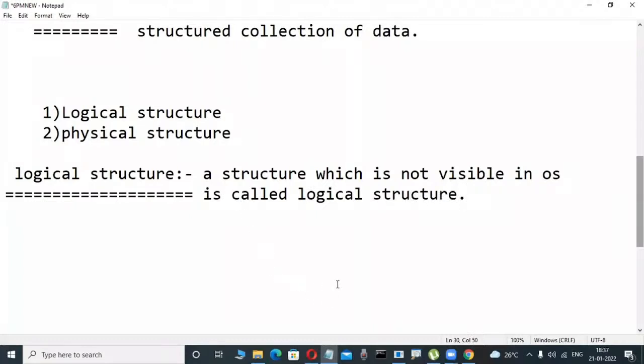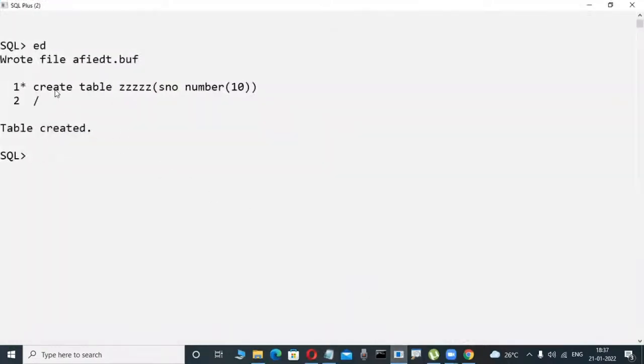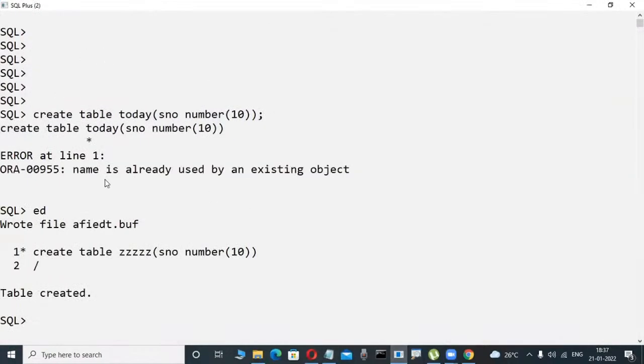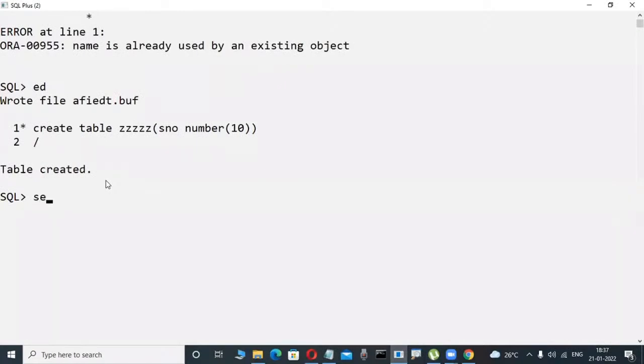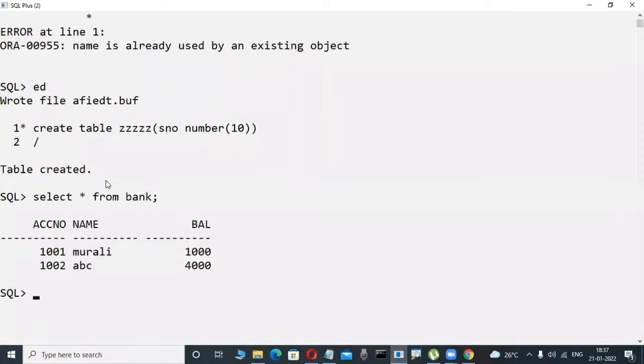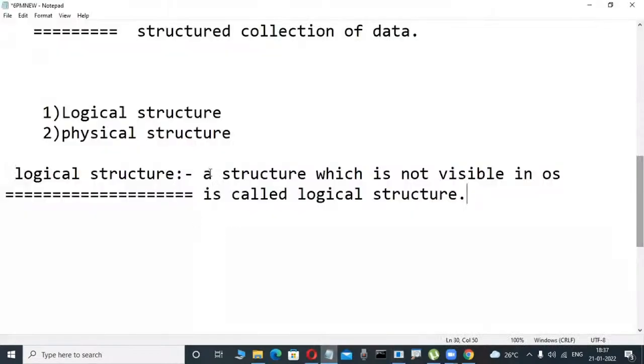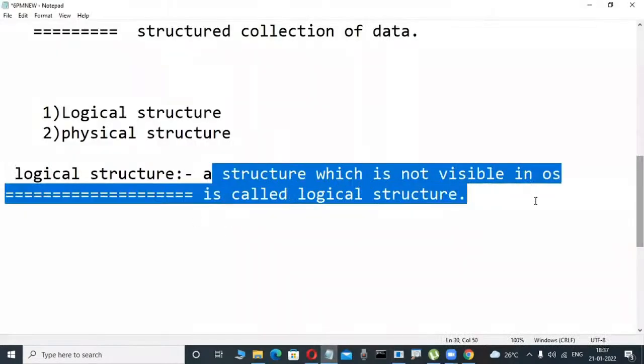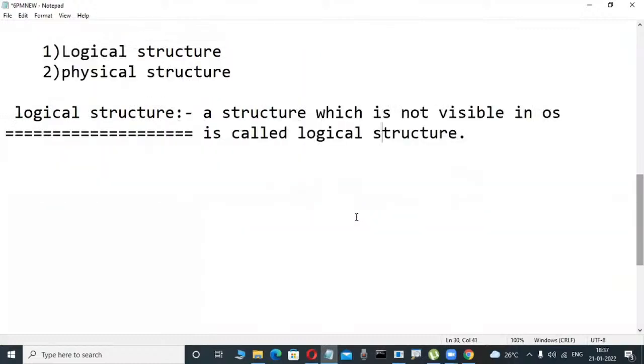That's why, when you are creating a table, we are unable to view it in the C drive or D drive like that. But where is it visible? Yes, in a database. In this database only, it is visible. Those tables are visible in a database, but not in your C drive, D drive. That's why a structure which is not visible in the operating system is called a logical structure.